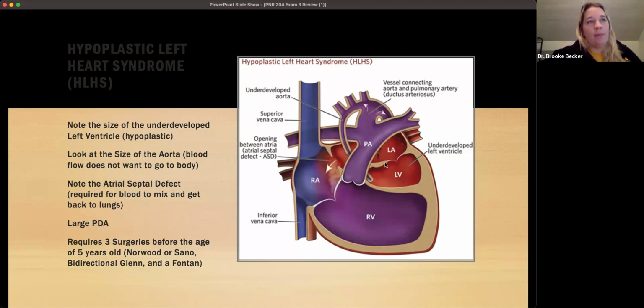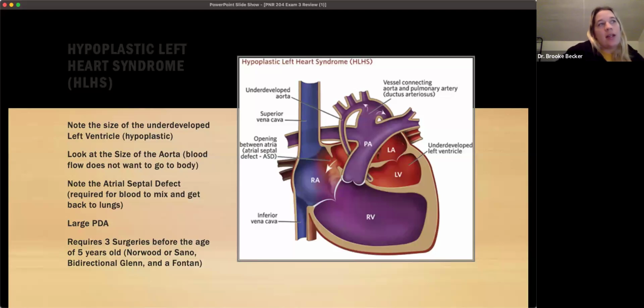So look at this picture. Their left side of the heart is essentially not there at all, and their right side of the heart is a lot larger than it is typically, okay? So not only is the left side underdeveloped, they also a lot of times have an ASD and an underdeveloped aorta, because that goes along with the left side of the heart, okay? And there may be a ductus arteriosus. So these vessels sometimes can be flipped as well, okay?